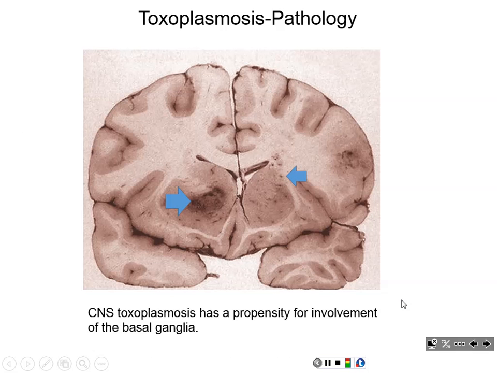It has a propensity for involvement of the basal ganglia, so traveling from the lungs, stomach, etc., through the middle cerebral artery hematogenously up into the basal ganglia. And you'll see a lot of hematogenous CNS infections actually end up with basal ganglia foci because of coming through that mid-cerebral artery.